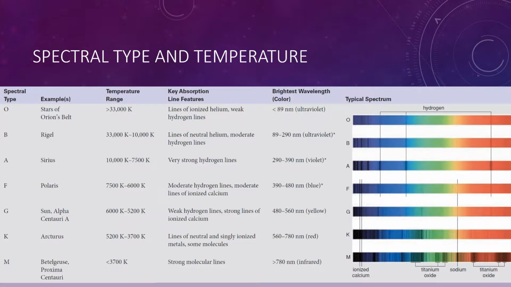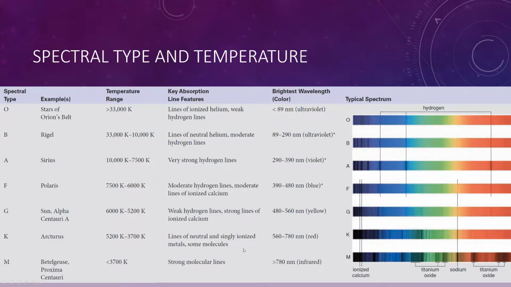So this table here summarizes a lot of different properties based on these spectral types. Here you see the spectral types again, O, B, A, F, G, K, M on the left. It gives you an example star in that classification category. And then it shows you the ranges of temperatures, what kind of features you might see in the spectrum, and then its brightest wavelength, and hence what its color would likely be. And you can actually see an actual spectrum of stars of these types.